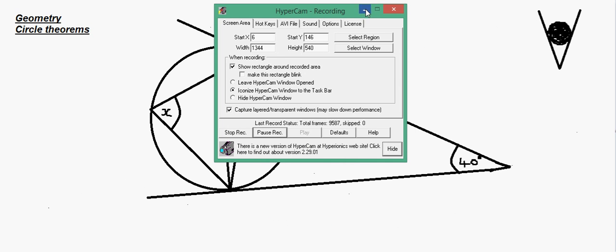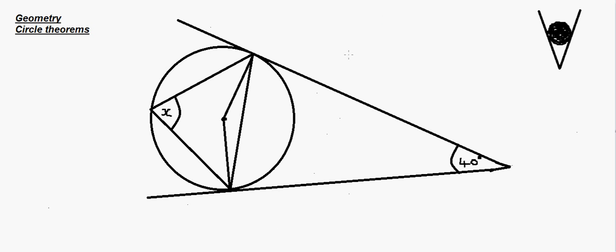Okay, so here we have a problem. We have a circle and we have 2 lines that meet that are tangential to the circle, and they want us to find angle X. So this is the angle they want us to find.